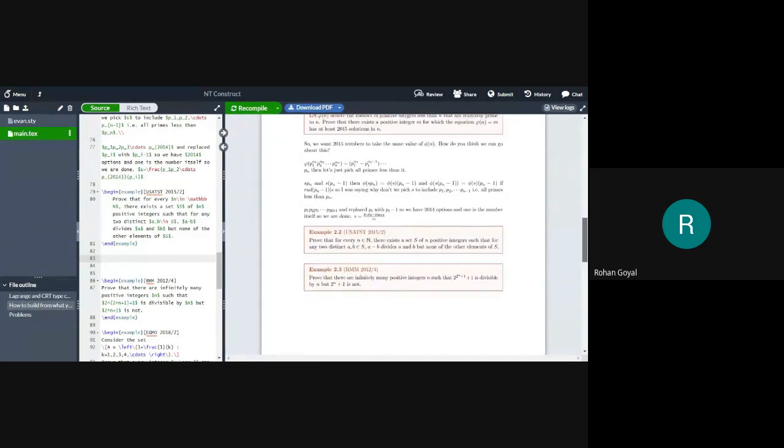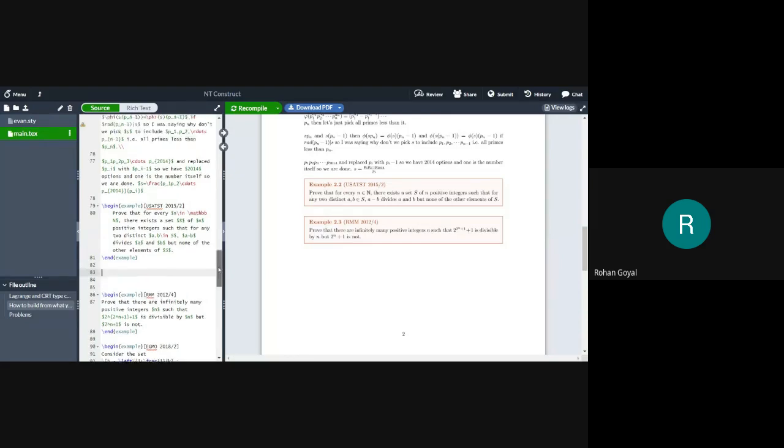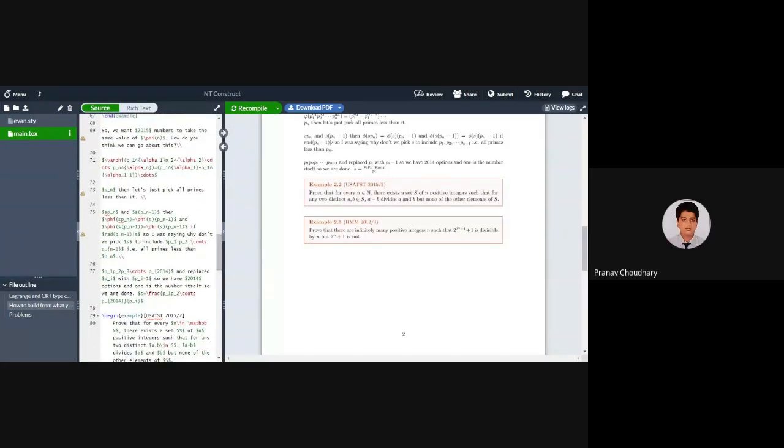Now on to the next problem. Was the motivation clear here? I have a doubt in that problem.